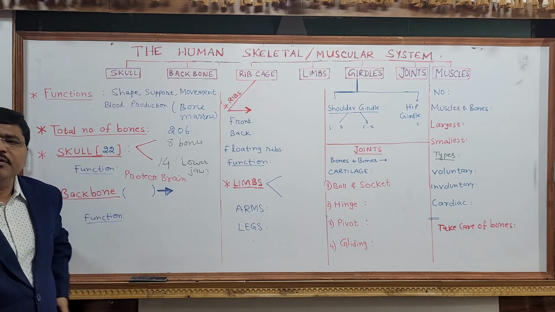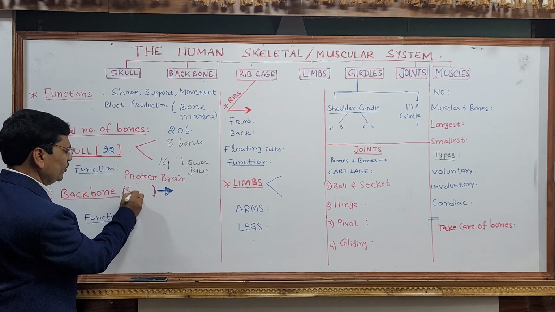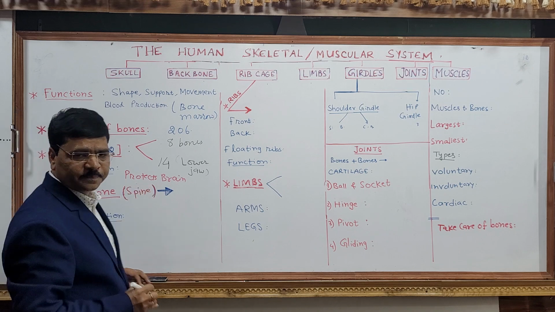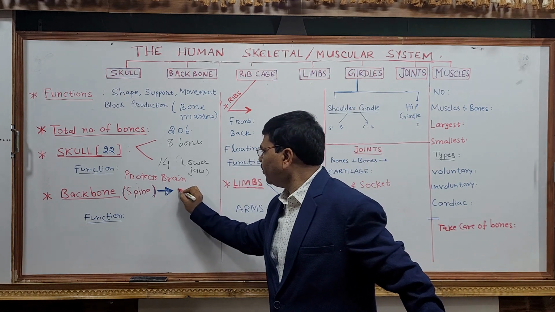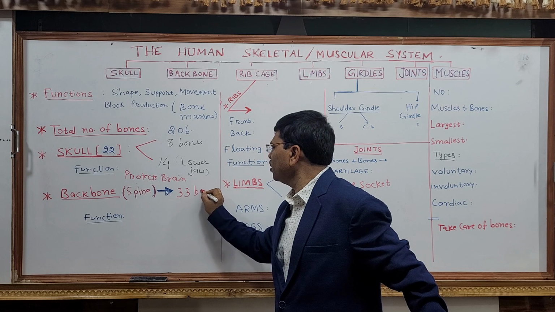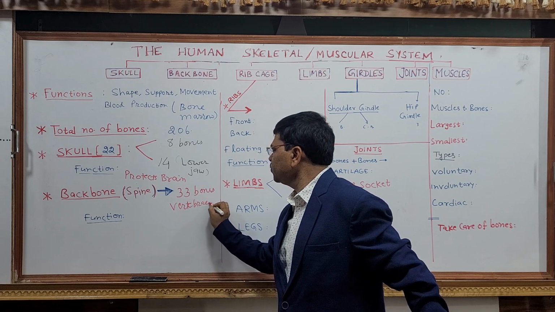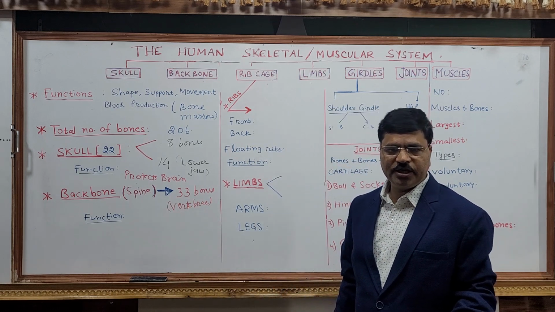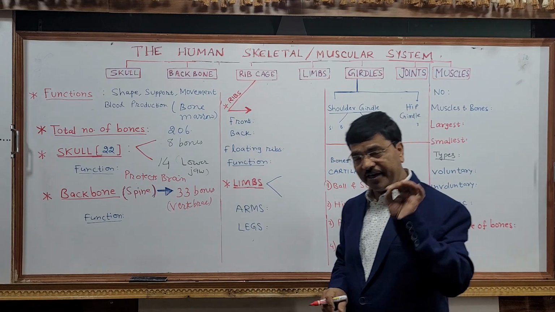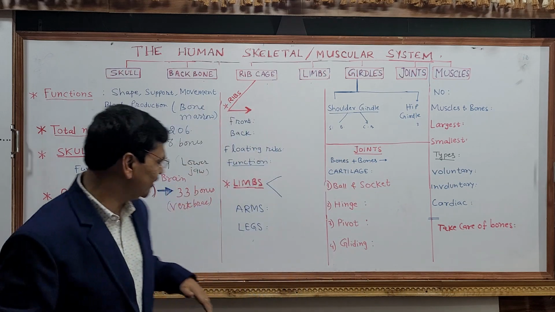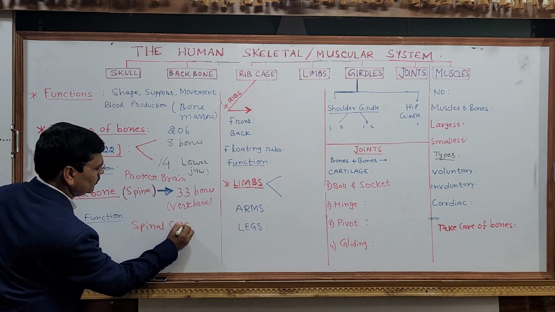Next to the skull, we come to the backbone. Okay, this is the backbone. The backbone, you know it very well. The backbone is also called a spine, and the backbone is made up of altogether 33 small bones, and these 33 small bones are also called vertebrae. Clear? What is the function of the backbone? The backbone protects a very important and delicate organ of the body that is called a spinal cord.